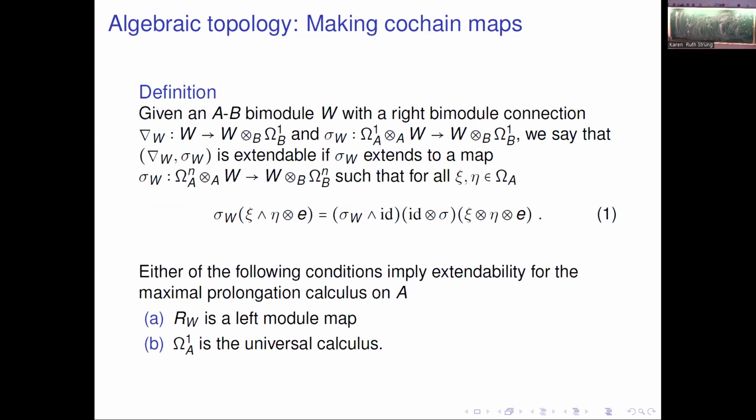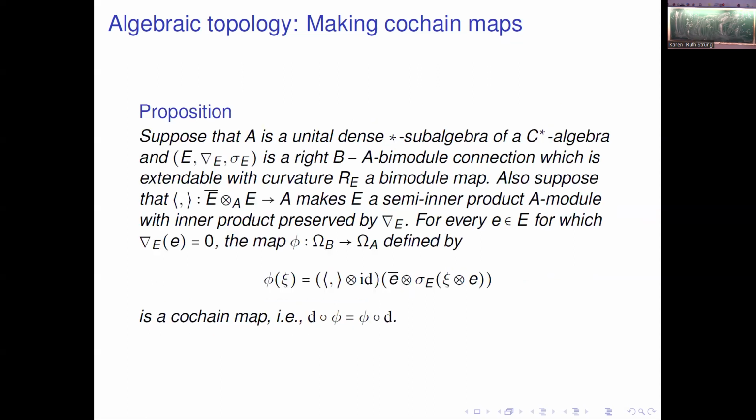Now, if we want to keep on going, there are ways to just extend sigma up to 2-forms, 3-forms, and so on. And you require a condition on the curvature of the connection. And you also, to make things nice, really want a maximal prolongation calculus. You've heard that before, much earlier in the week as well. A condition on A.